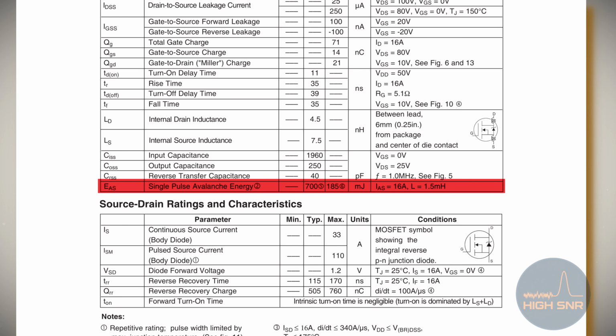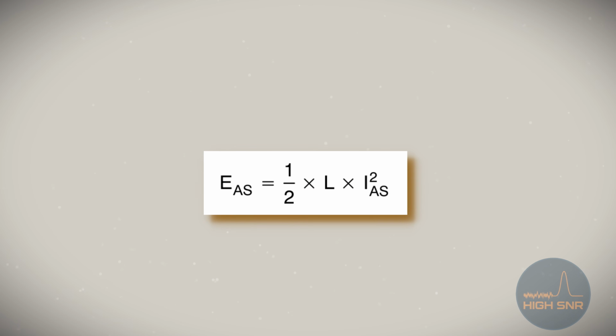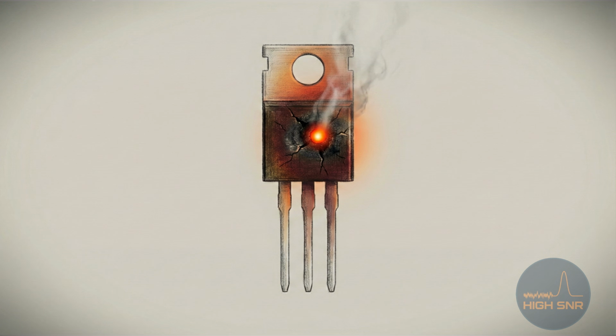Just take a close look at the energy formula. Did you notice the square of the current in that equation? I will say it again, the square of the current. If your actual avalanche current in the circuit ends up being higher than the datasheet's test current, that exact same amount of energy will be dumped into the silicon die at a drastically faster rate. This leads to intense localized overheating, followed by a catastrophic thermal breakdown. The silicon will quite literally evaporate at the point of impact.